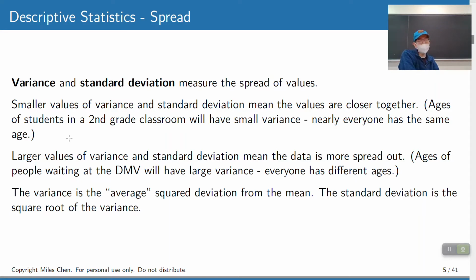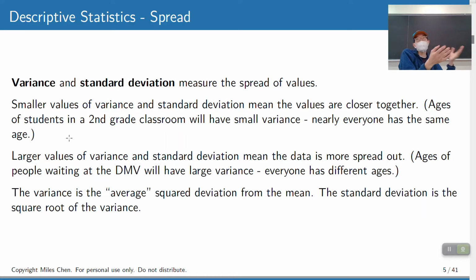And we have the variance and the standard deviation. The idea here with the variance and standard deviation is that they measure how spread out your numbers are, or how close together your numbers are. And so a smaller variance means the values are closer together.